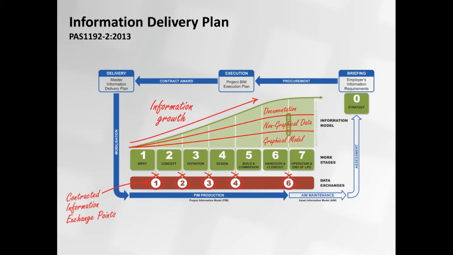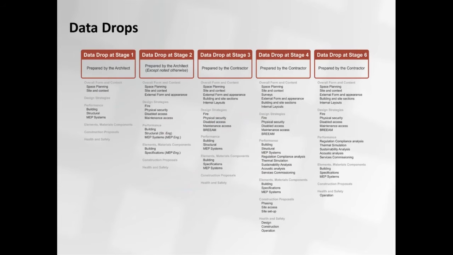So the answer is, at these contracted information exchange points, in order to be able to operate a happy life, we are using a specific file format that is compatible with the PAS 1192 standard that is defined in part 4. We need to see this initial data drop as the first step of a progressive, enriched stream of information coming out of the process. We need to define who prepares it and what information needs to be in it.